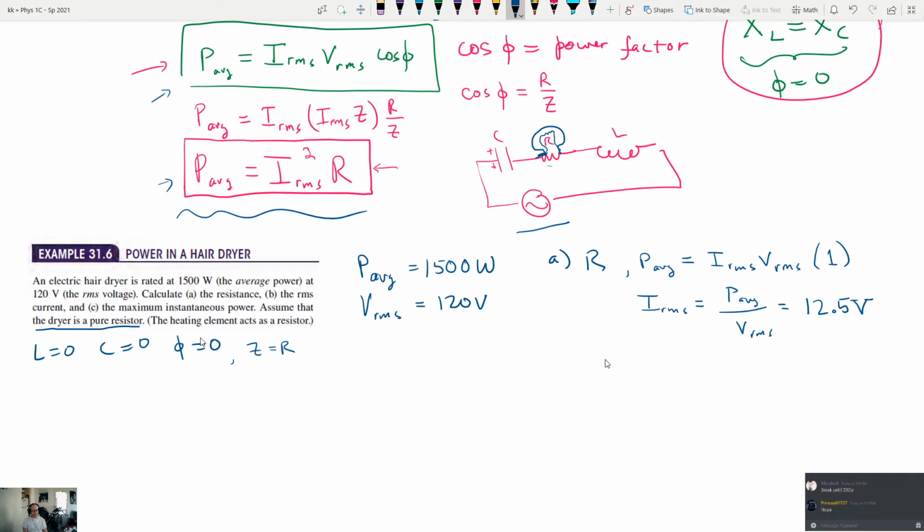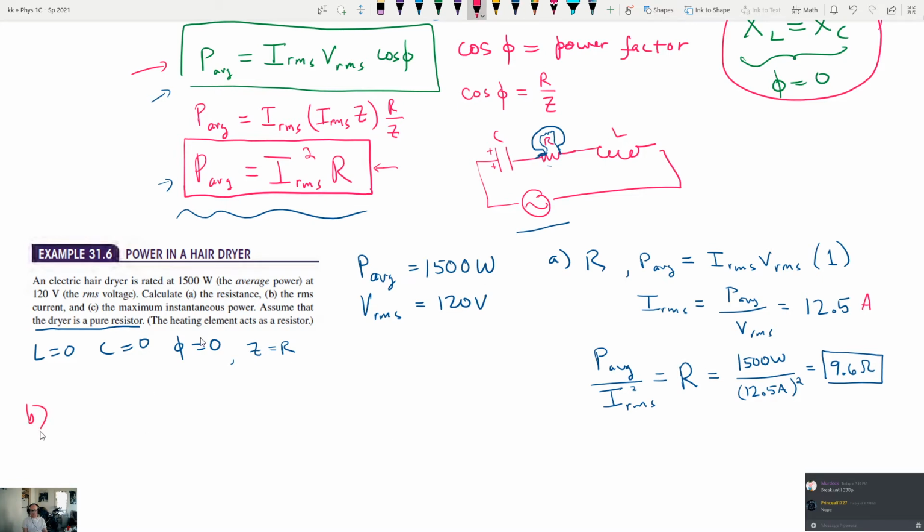And then if I want to find the resistance, I can basically say that average power divided by IRMS squared is equal to the resistance. So the average power is 1500 watts. We divide by, oh, you know what? Current is not measured in volts. I'm sorry about that. This should have been amps. So 1500 watts divided by IRMS, which we just calculated as 12.5, squared. At 0.6. Yep, I agree. So I get 9.6 ohms. That's our resistance R. That's part A.